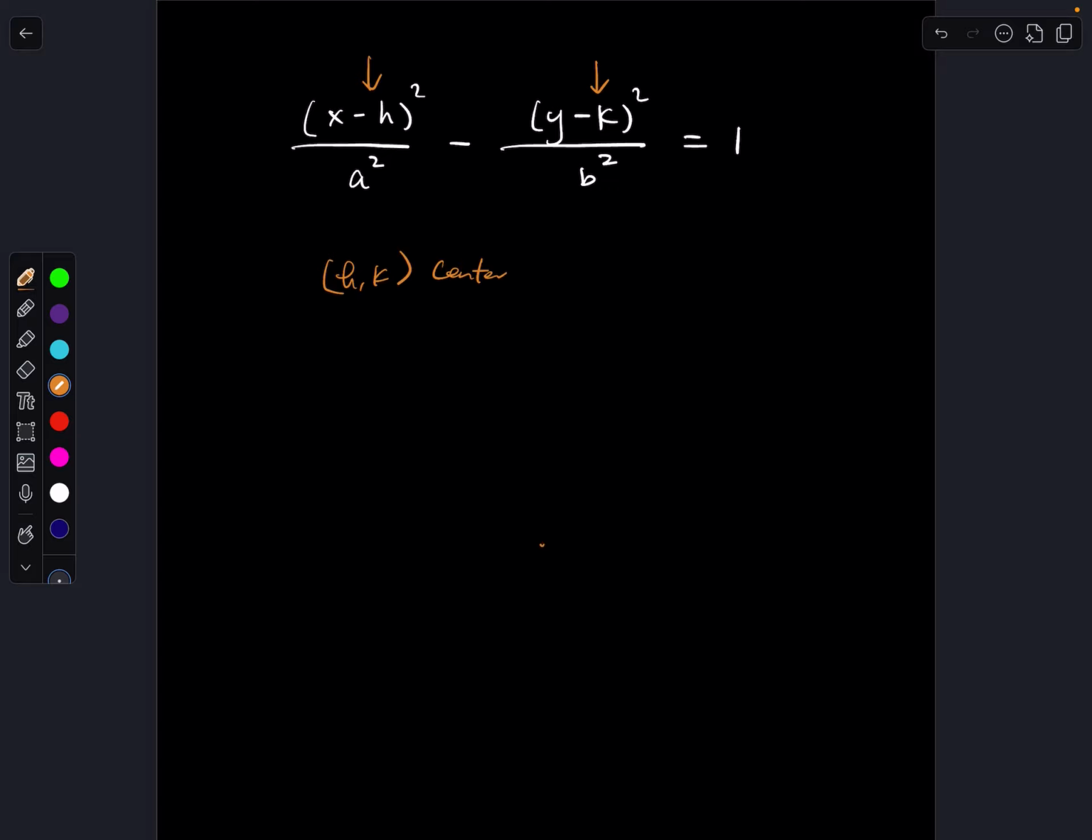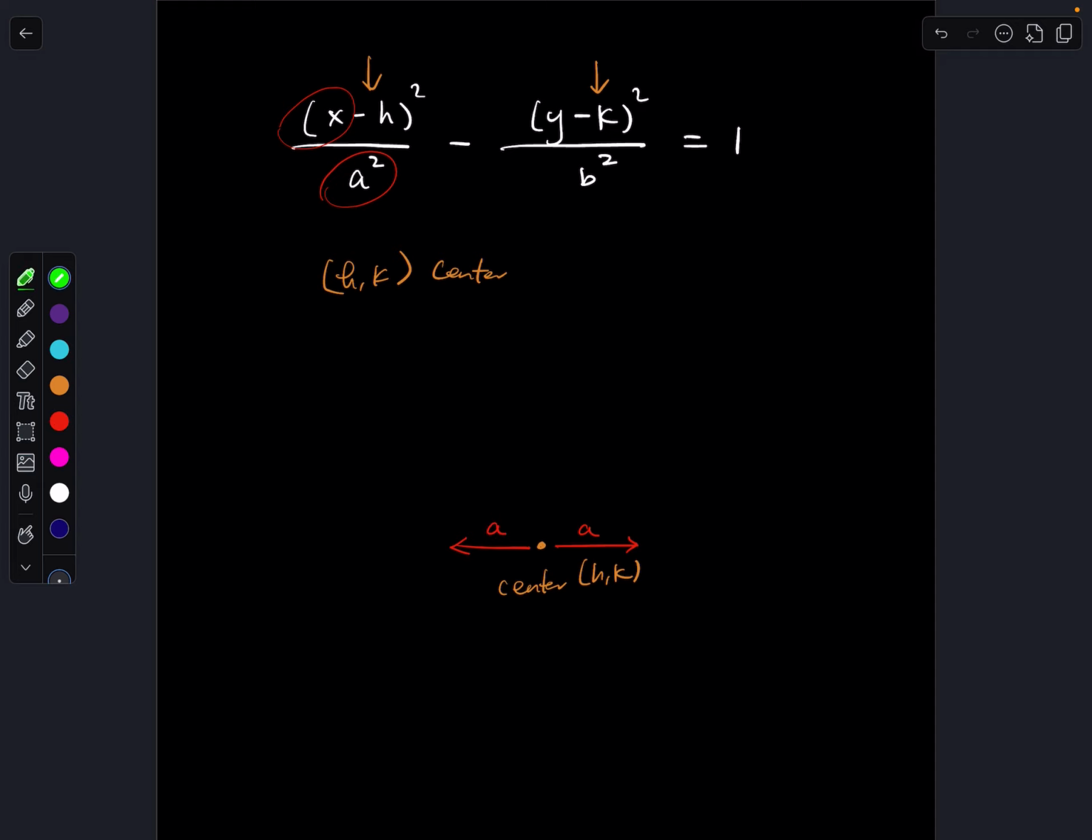Let me draw the picture real fast. Here's the center, H, K. And now the a is under the x value. As you can see, the a is under the x value, which means in the x direction, you're going to go a. Now, I don't know how long a is in this case, so we're just going to draw an a arrow to the left and right. Left and right because it's under the x.